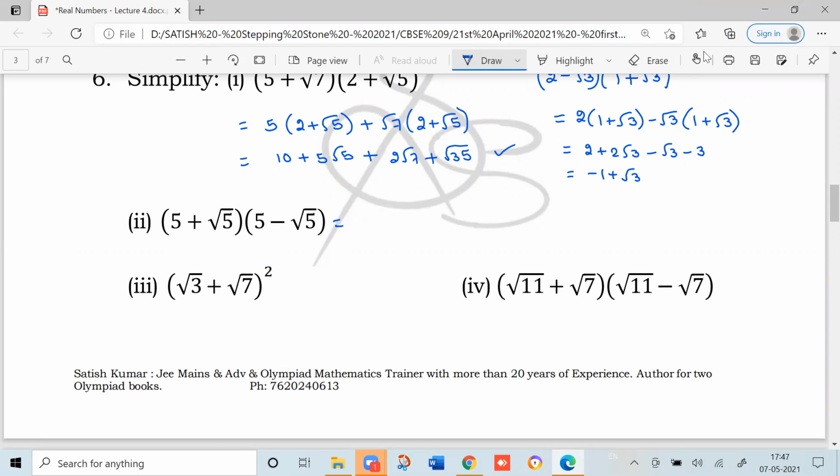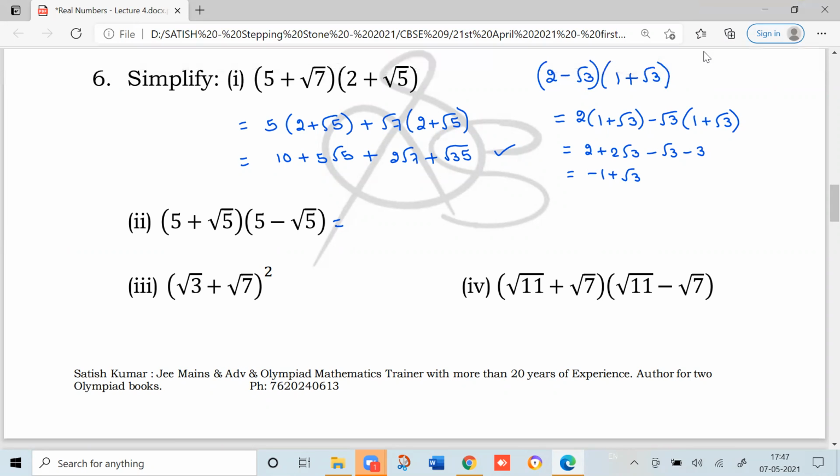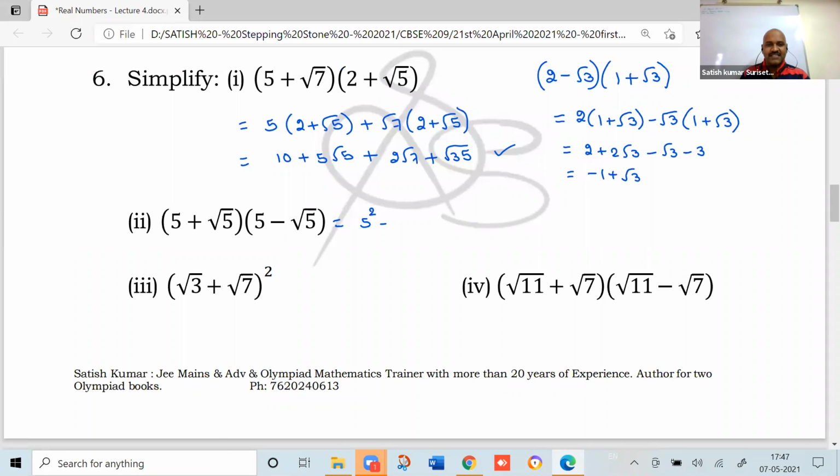Sir, a² − b² = (a + b)(a − b). Correct. Because it is in the form of (a + b)(a − b), I can apply a² − b² directly. I can write directly 5² − (√5)², which means 25 − 5, so it will be 20. Even if you multiply term-wise, you will still get the same answer.